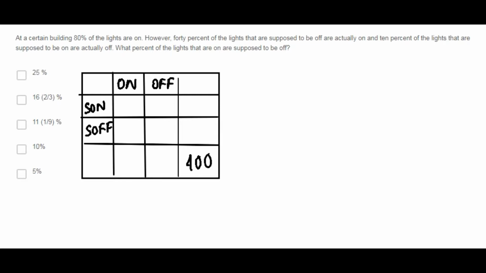So they state that the building has 80% of the lights on. Therefore, there are 80 lights on and the remaining 20 are off. Now, 40% of the lights that are supposed to be off are actually on. Let X be the number of lights that are supposed to be off. They state that 40% of X is on. Therefore, 60% of X is off.